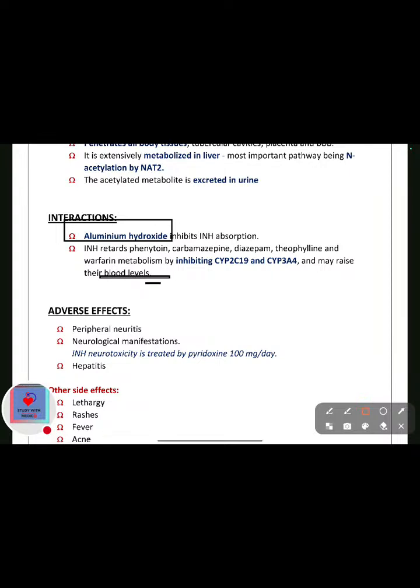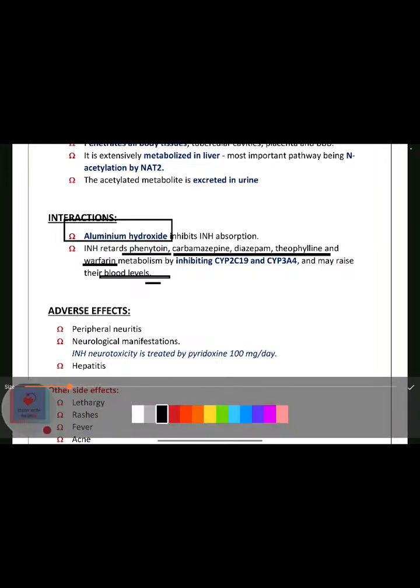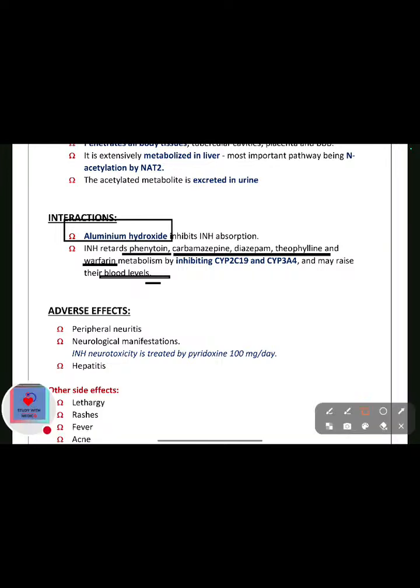If blood levels of these are raised, then what will happen? These can cause toxicity. Warfarin, carbamazepine, phenytoin, diazepam, and theophylline. Carbamazepine, phenytoin, and diazepam are usually given for sleeping. Their metabolism is inhibited through CYP2C19 and CYP3A4, and their blood levels may be raised.